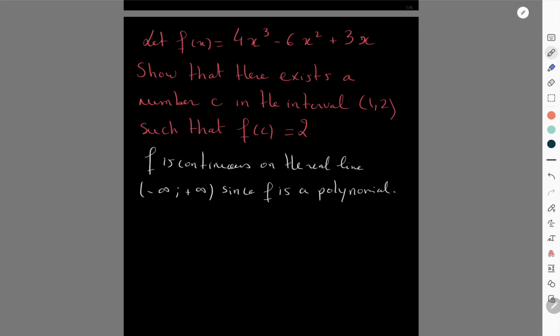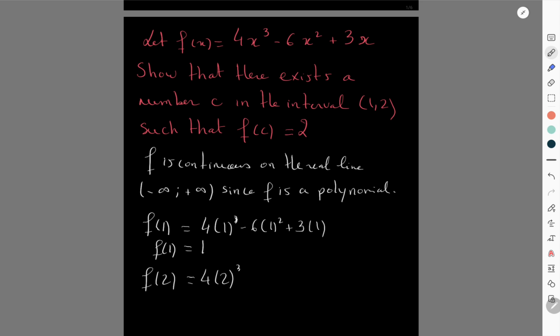Now, what is f(1)? f(1) is 4 times 1 cubed minus 6 times 1 squared plus 3 times 1. So it's 4 minus 6 plus 3. What is that? So it's minus 2 plus 3, which is 1. What about f(2)? f(2) is, let's see, 4 times 2 cubed minus 6 times 2 squared plus 3 times 2. What is that? This is 4 times 8, 32, minus 24 plus 6. What is that? This is 8 plus 6, which is 14.